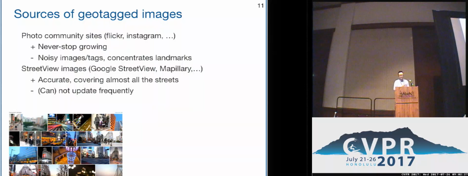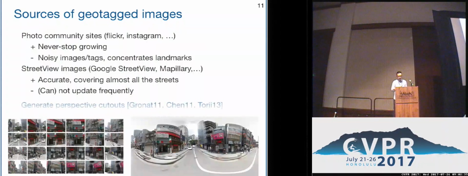The other main source is Street View images, like Google Street View. Such images are accurate and cover almost all the streets, but they are updated less frequently. Of course, we have to drive every street. So both can be the sources of place recognition work, but here we want to do street level recognition. So if we want to do street level place recognition, we should use the Street View images, of course.